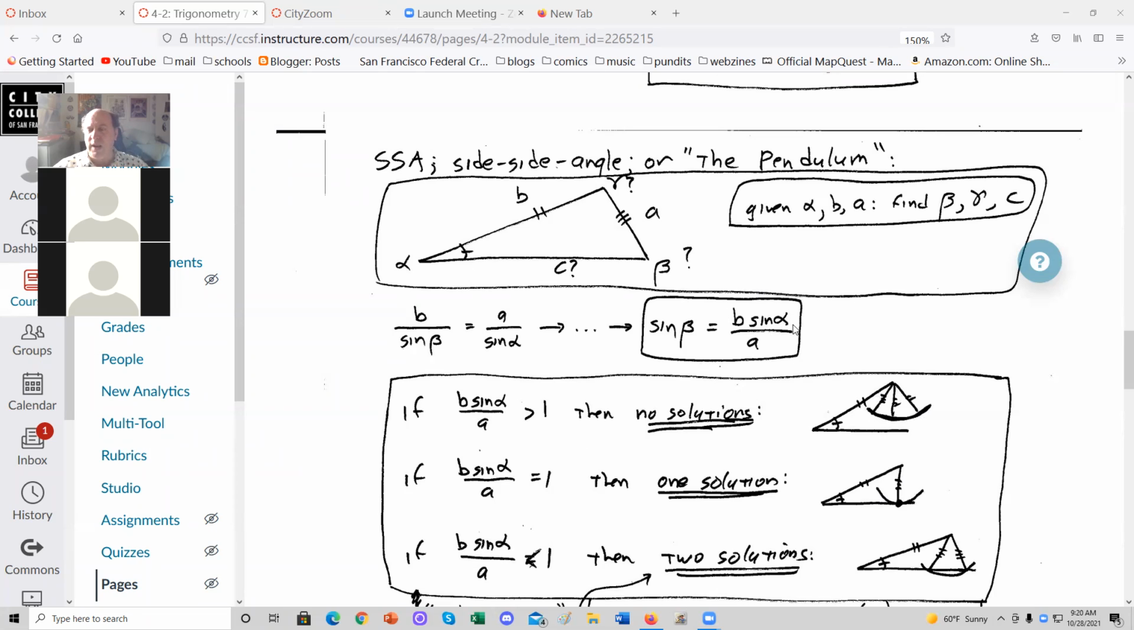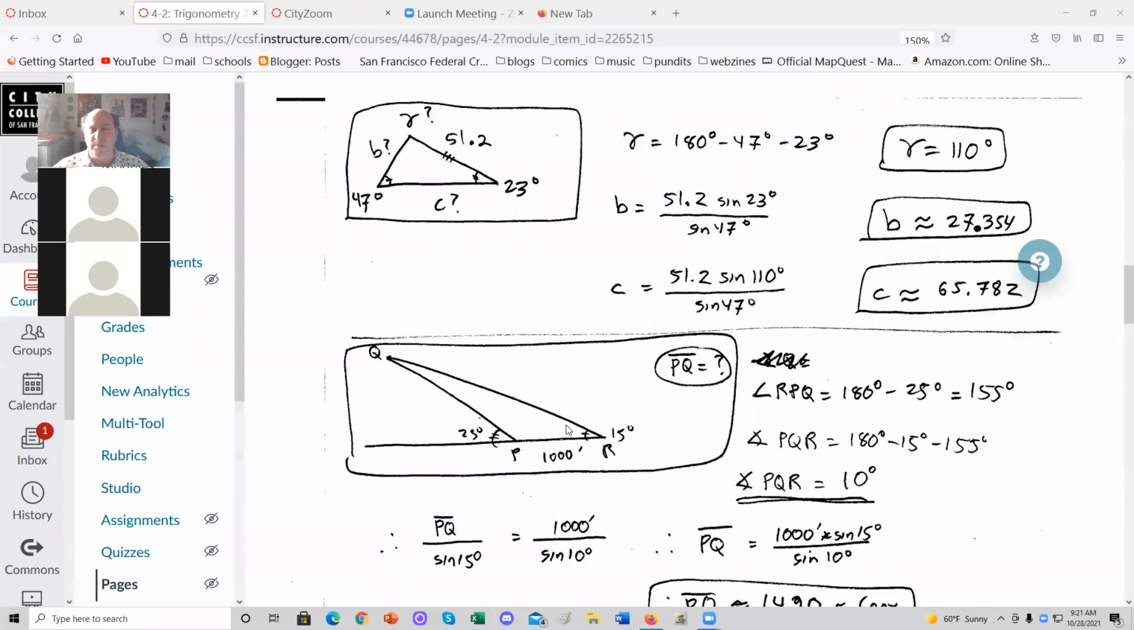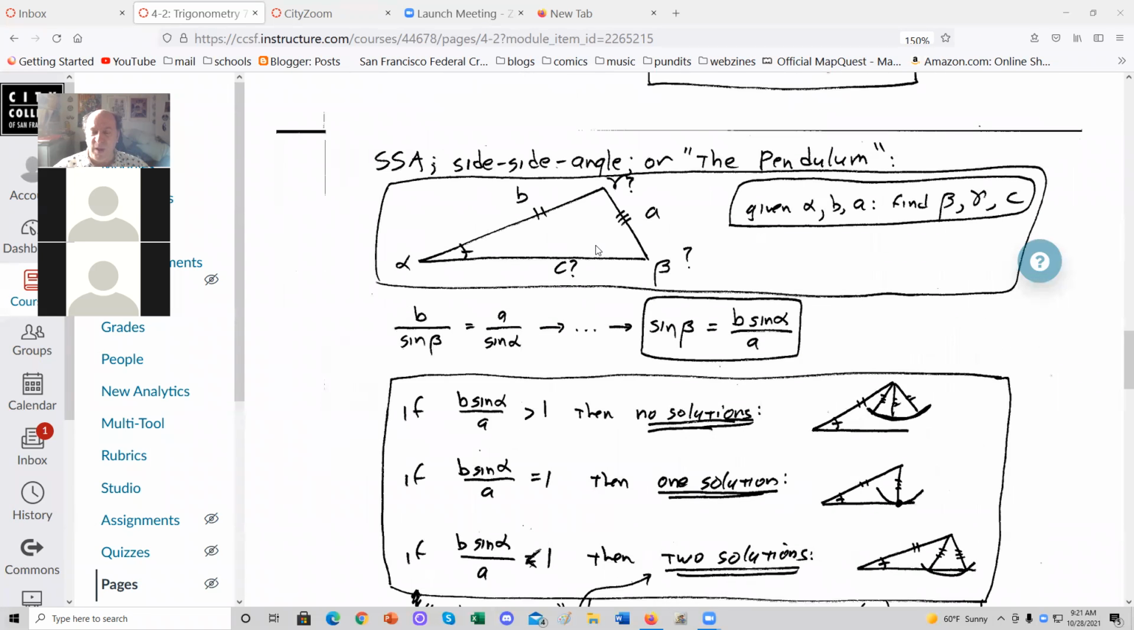If, on the other hand, B sine alpha over A is less than 1, then this beta can be 2 possible values, and the pendulum touches ground at 2 places. So there'll be 2 solutions. Beta is arc sine of B sine alpha over A, or beta is 180 minus arc sine of B sine alpha over A. These 2 values, an arc sine and 180 minus the arc sine, have the same sine. This third case, with 2 solutions, is called the ambiguous case. So the pendulum or side-side angle problem is sometimes called the ambiguous case.